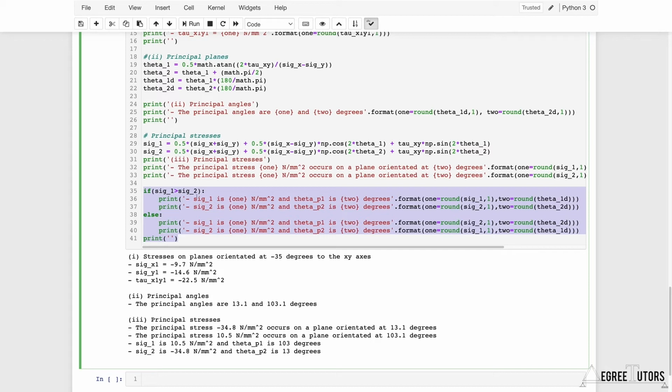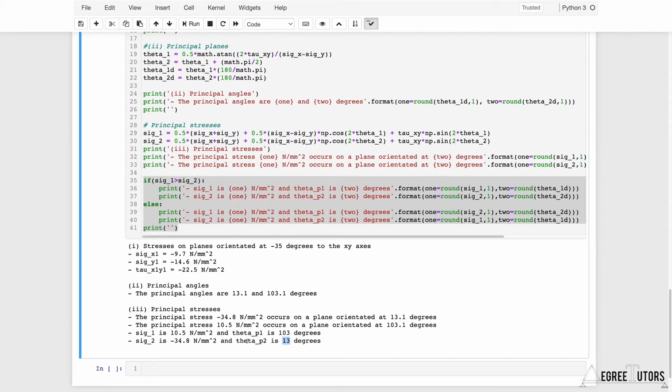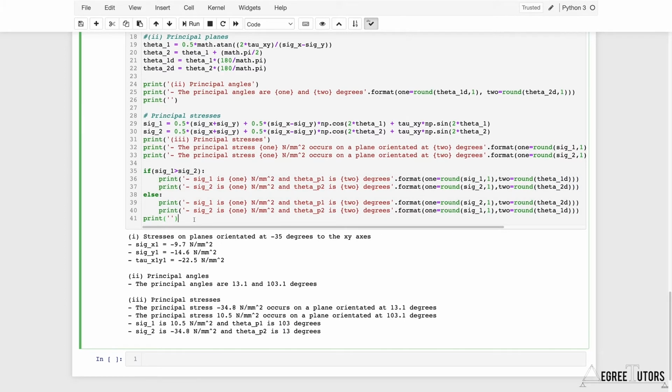Once my if condition has executed and done my test for me, now I'm in a position to say, okay, well, sigma 1, the major principal stress, which is always sigma 1, that's 10.5, and that occurs on a plane of 103 degrees. And sigma 2, which is always my algebraically smallest principal stress, is going to be this guy here, which is going to be occurring on a plane orientated at 13 degrees. Next, we can work out the planes of maximum positive and negative shear stress.